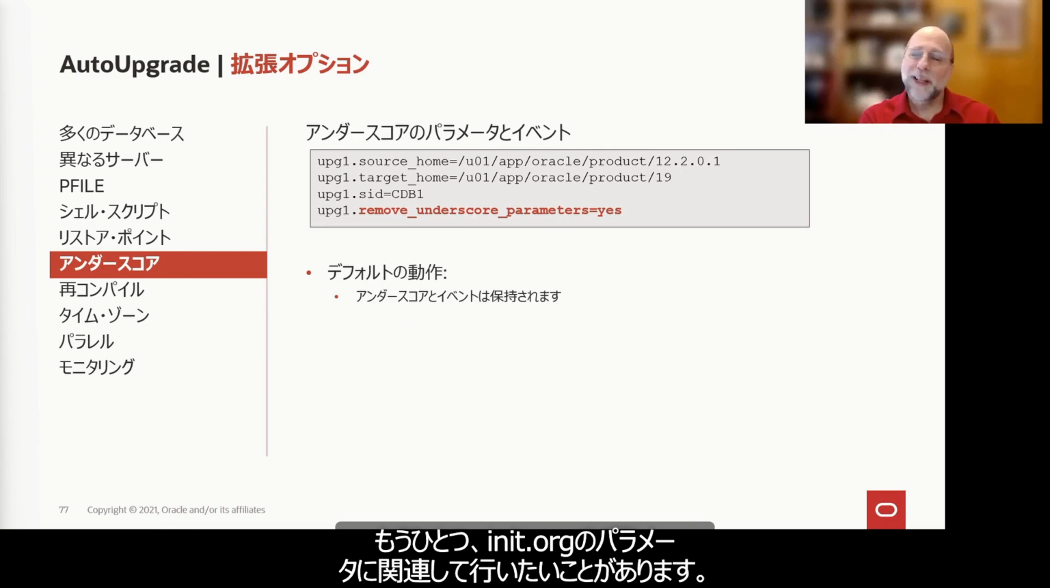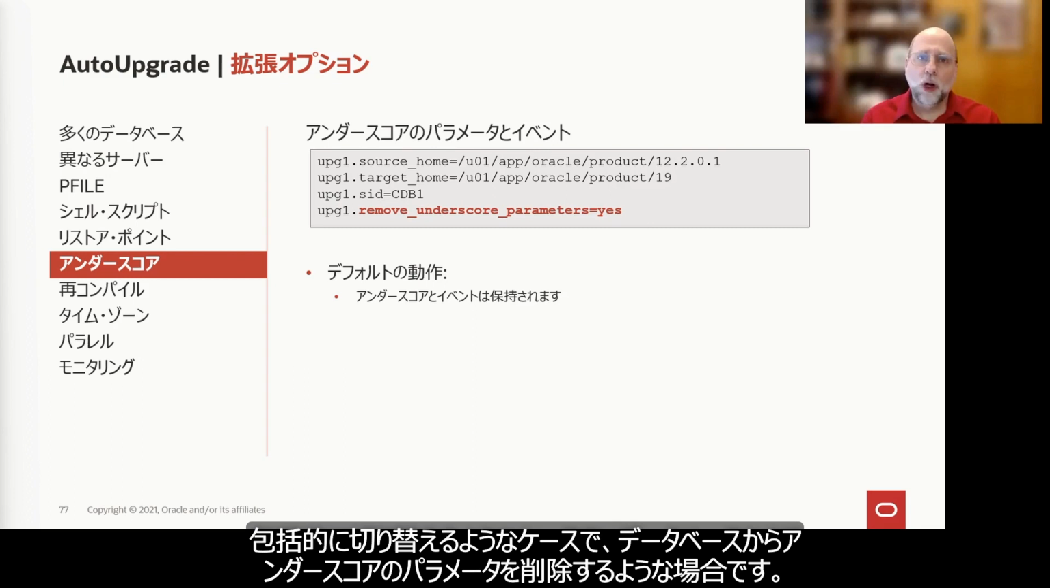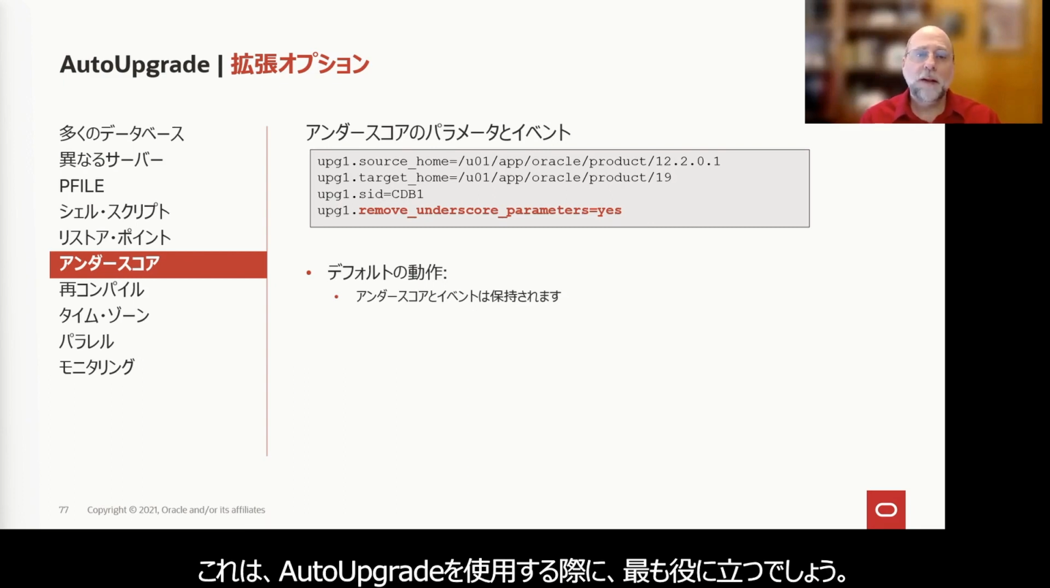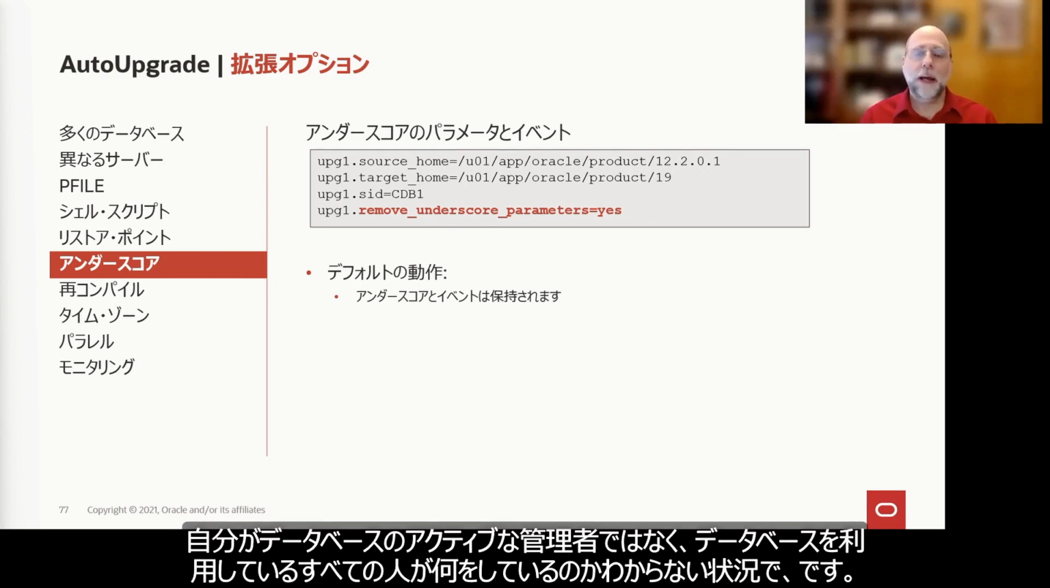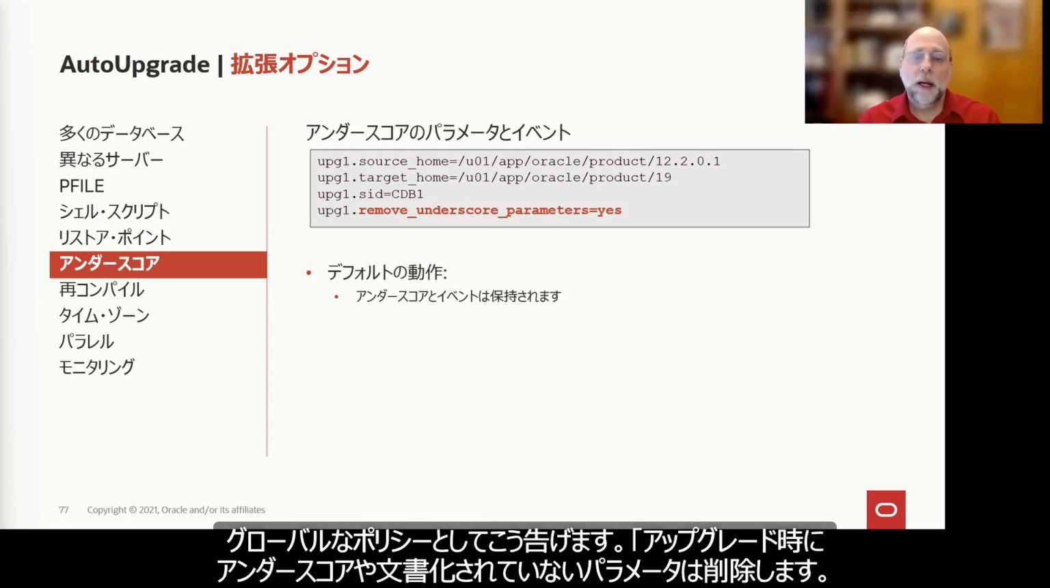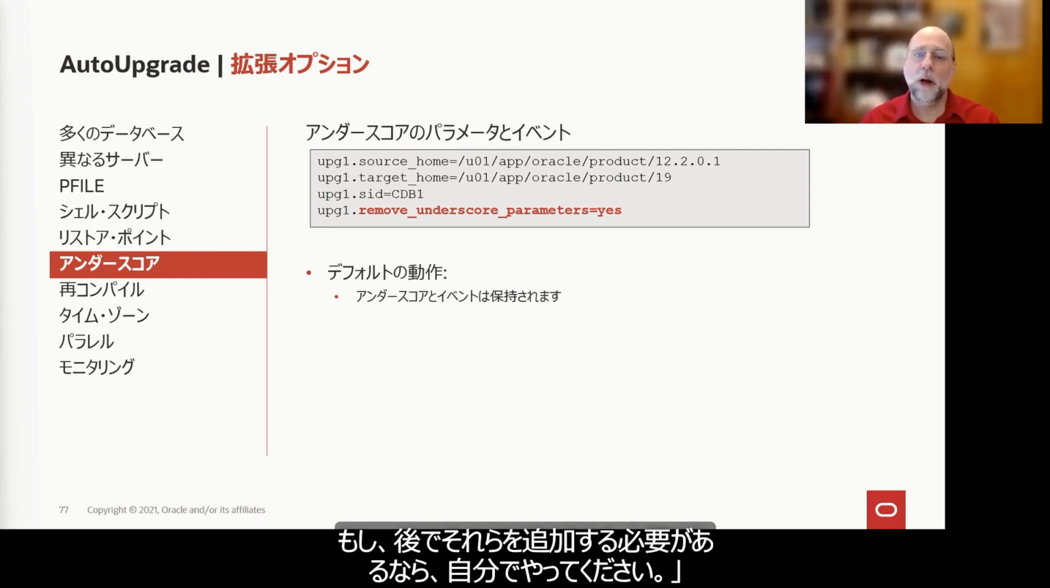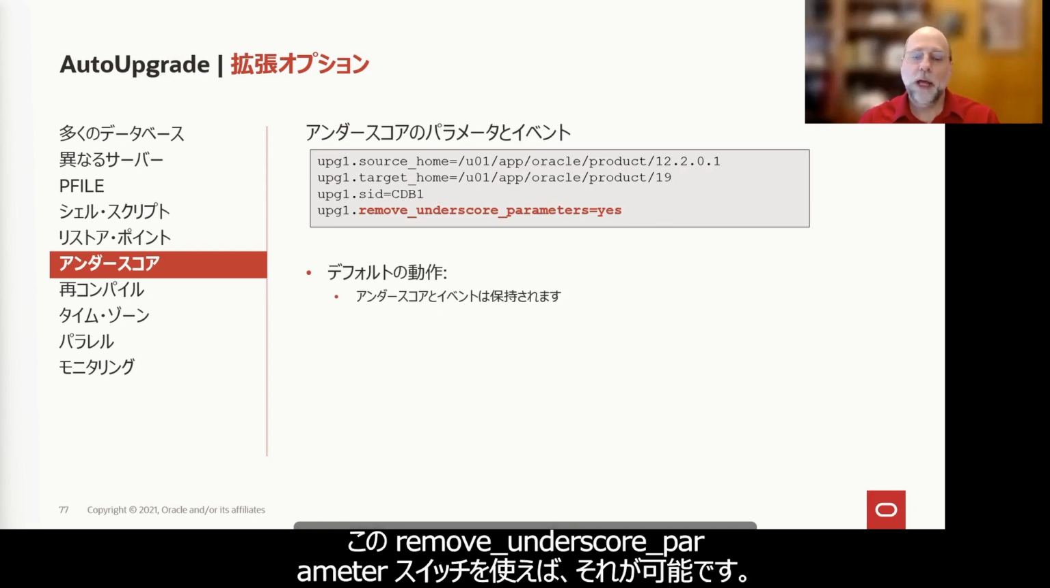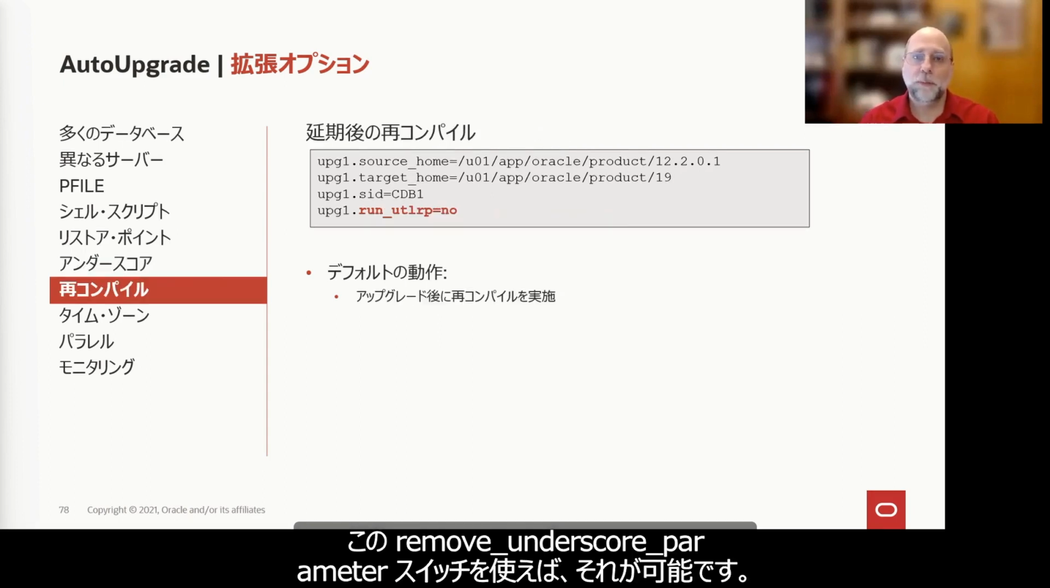Another thing you might want to do related to the init.ora parameters, there is kind of a global switch for if you wanted to remove underscore parameters from your databases. This is going to be most useful if you're using AutoUpgrade in a situation where maybe you're not the active manager of that database and you don't know what all the people that run their databases are doing out there. Perhaps as a global matter of policy, you just say, look, we remove underscore and undocumented parameters during upgrade. If you need to add them back in later, do that your own self. And you can do that with this remove underscore parameter switch.